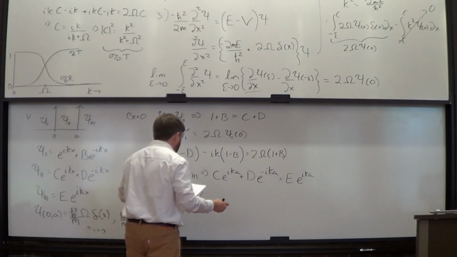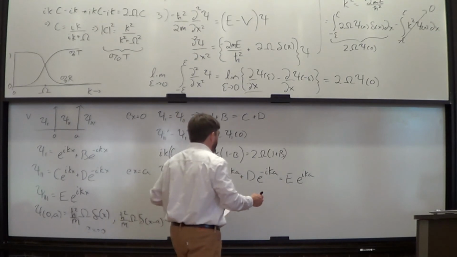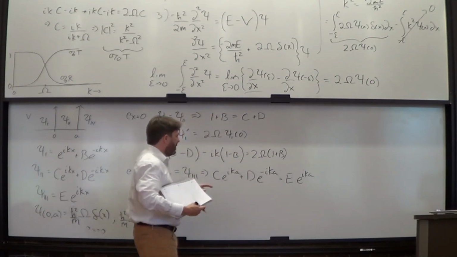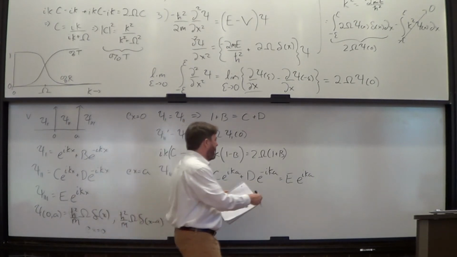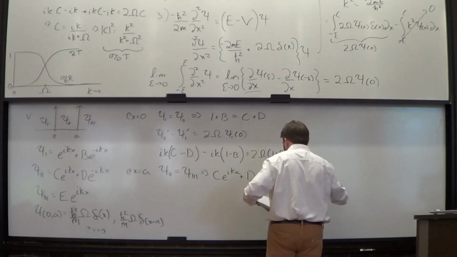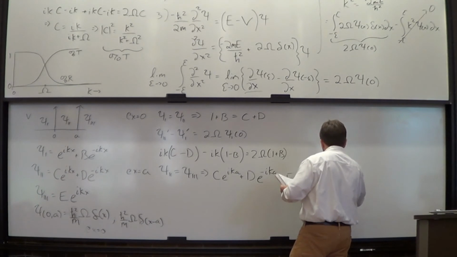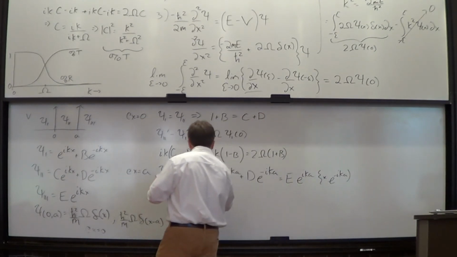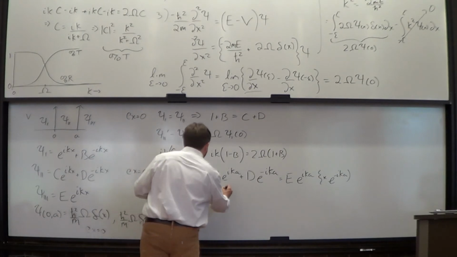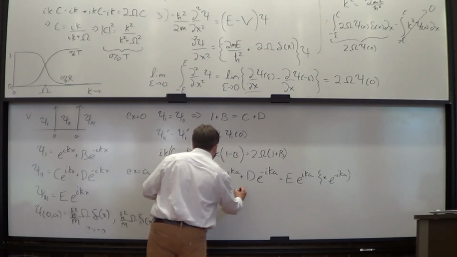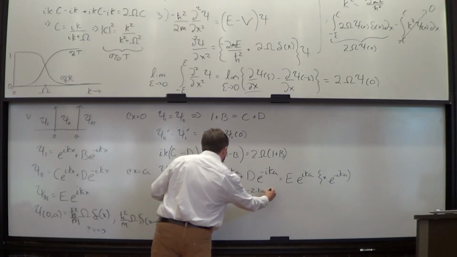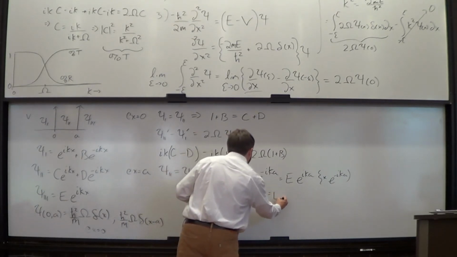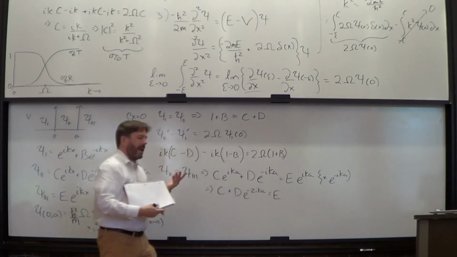One of the tricks here, by the way, is that you can actually multiply this whole thing by e to the minus IKA. I just want to point that out. As long as you multiply both sides, it ends up being way easier. You've got C plus D e to the minus 2IKA is equal to E. Okay, not nearly as bad.